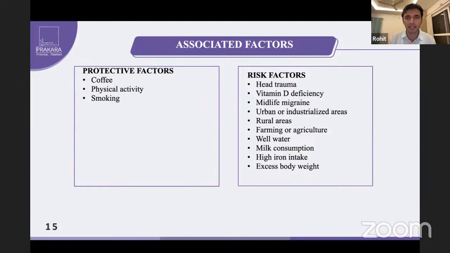More importantly, what are the risk factors for developing Parkinson disease? Head trauma, vitamin D deficiency, developing migraine in midlife, individuals who are living in heavily industrialized areas, individuals living in rural areas who are predominantly based on farming and agriculture, individuals who consume well water, or individuals who have excessive body weight. All these are found to be associated risk factors for developing Parkinson disease.